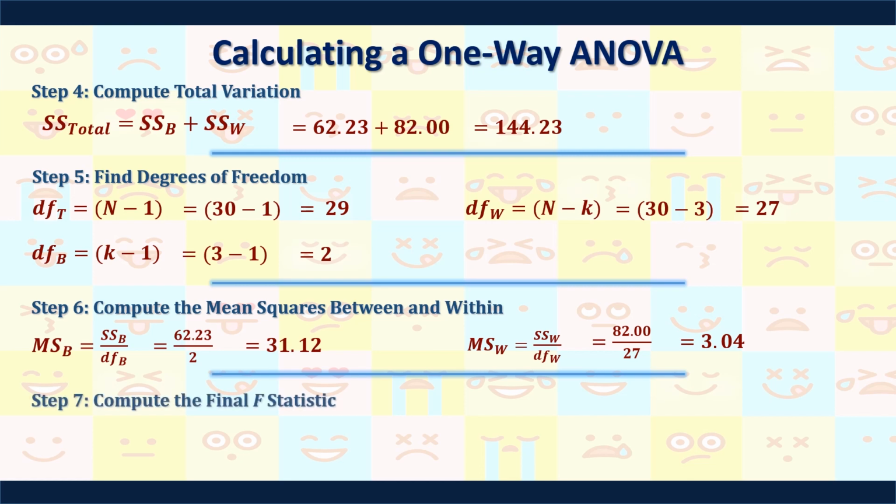Our final step before applying our decision rule is to find the F statistic. F is found by taking the mean squares between and dividing it by the mean squares within, which is found in step 6. Our final F value here is 10.24.